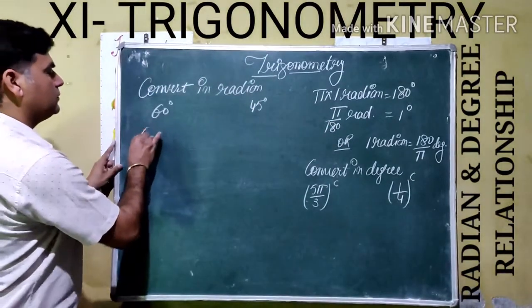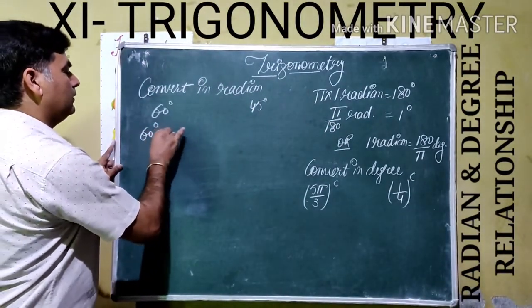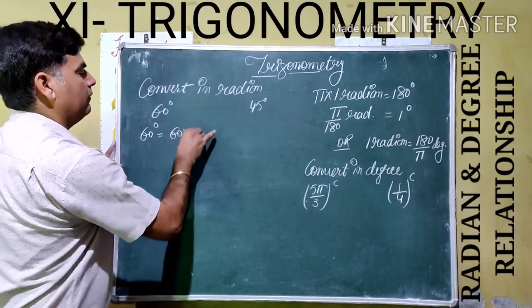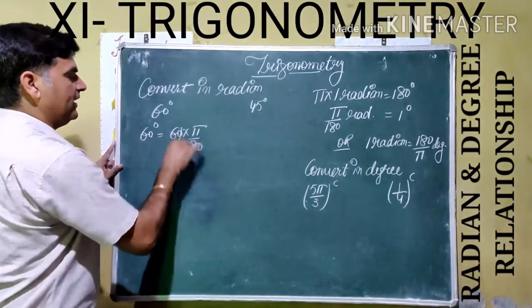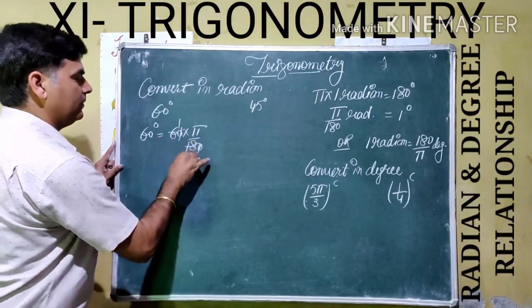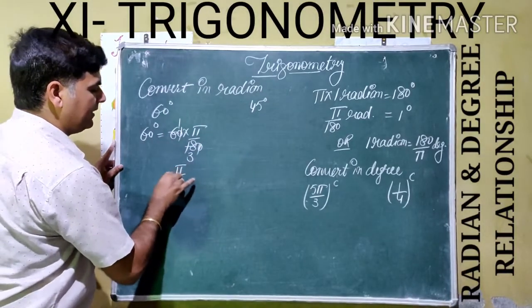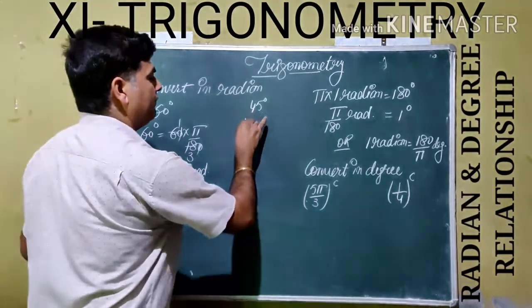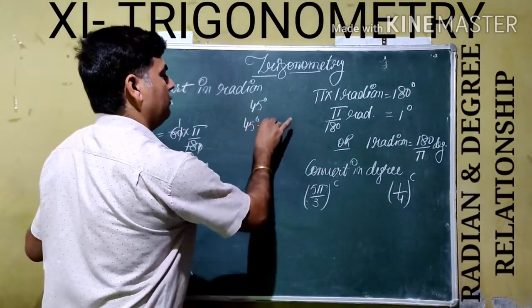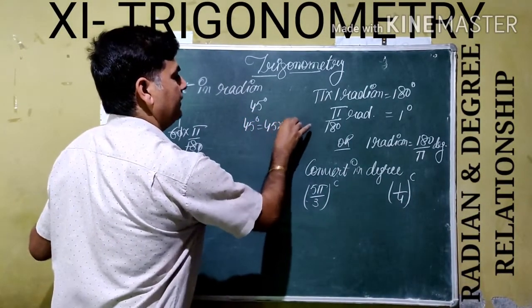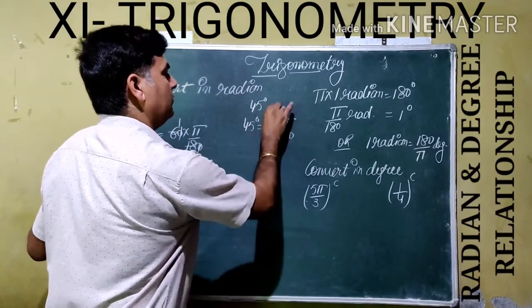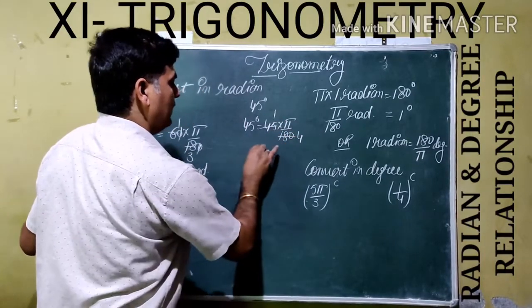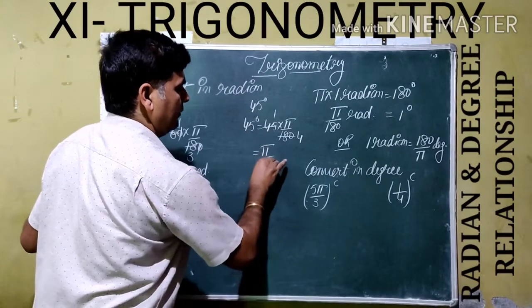If you see here, 60 degrees becomes 60 multiplied by pi by 180. Here 0 cancels out, 6 1s are 6, 6 3s are 18. So we get pi by 3, in radian. Another, here we have 45 degrees. 45 degrees means 45 multiplied by pi by 180. If we cancel out, we get this one. So the overall value becomes pi by 4.